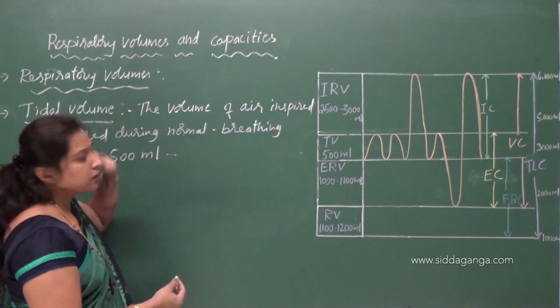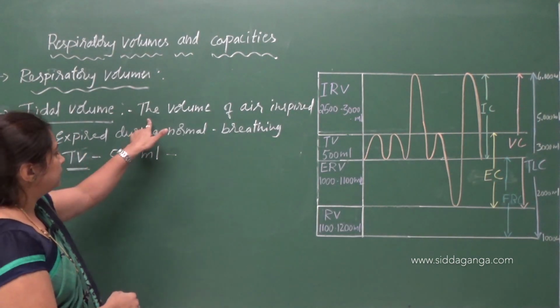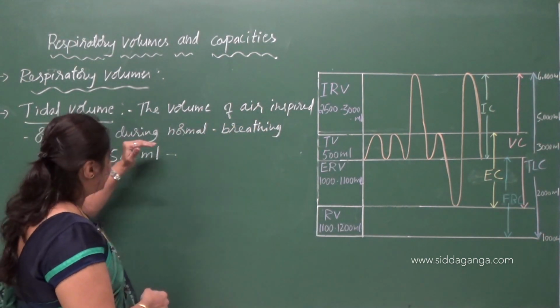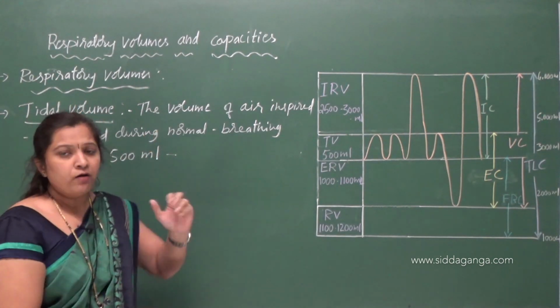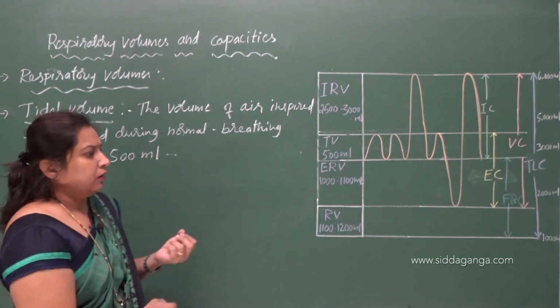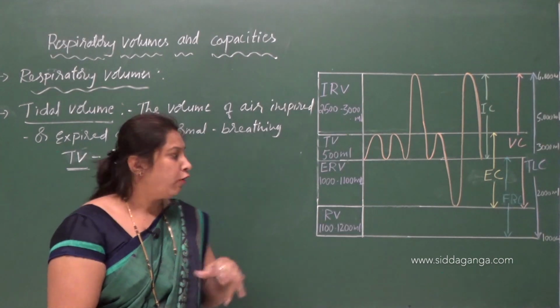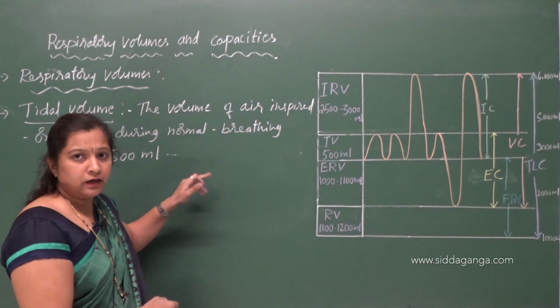Okay. So this is the tidal volume. So we will come to know what is tidal volume. It is the volume of air inspired or expired during normal breathing. So this is called the tidal volume. Say, during normal breathing, during normal inspiration, how much volume of air will enter in? 500 ml of air will go in.